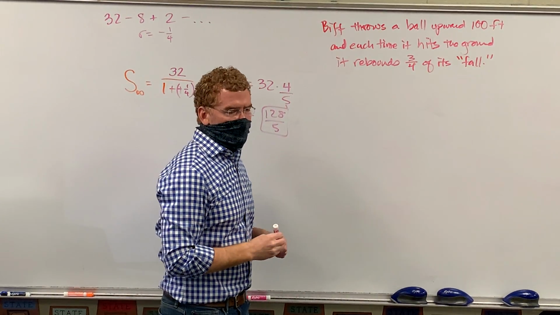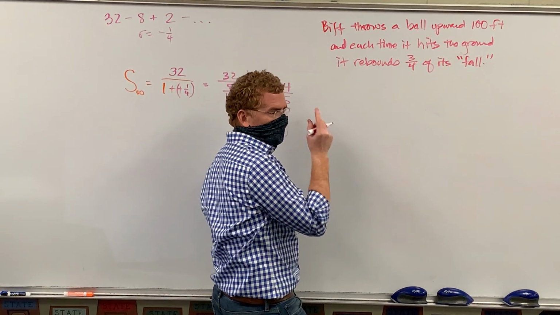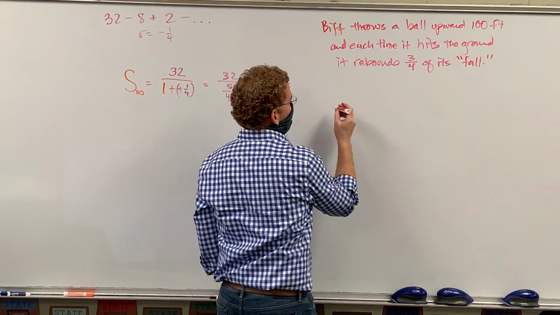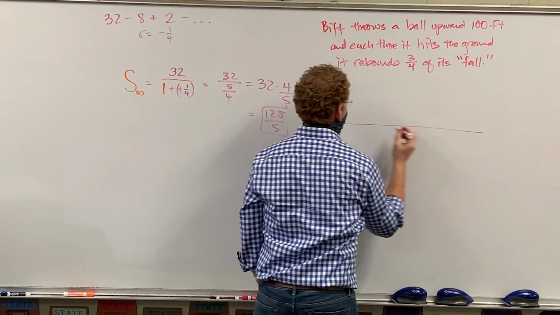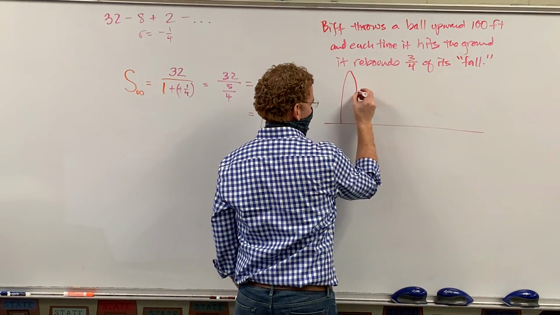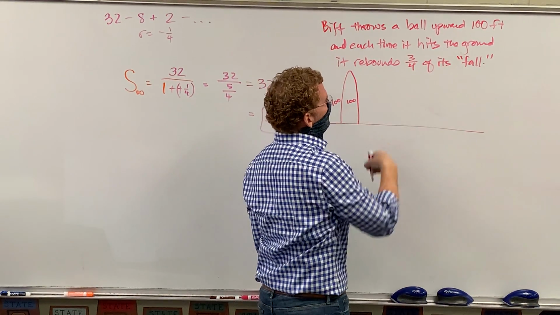So what's happening here? I'm going to draw a little picture. I'm going to assume that he threw it straight up, but I'm going to draw the picture kind of going to the right so you kind of see the bounces here. So if this is the ground here, I'm throwing it up 100, but it's also doing what? Falling 100. So it's gone 200.